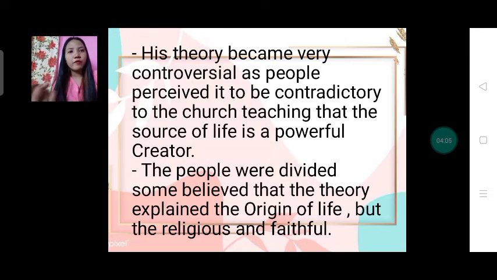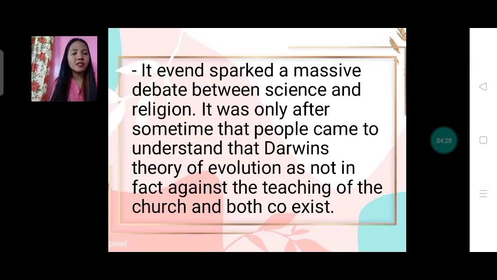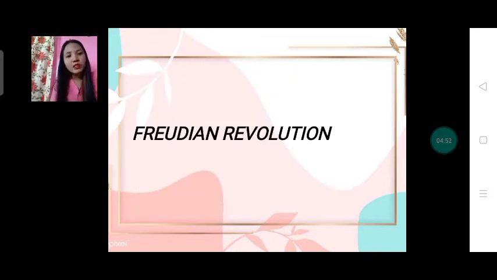This theory became very controversial because people perceived it to be contradictory to the church's teaching that the source of life is a powerful creator. So the people were divided. Some believed that the theory explained the origin of life, but the religious and faithful did not. It sparked a massive debate between science and religion. It was only after some time that people came to understand that Darwin's theory of evolution was not in fact against the teaching of the church, and both coexist. So, third is the Freudian revolution.